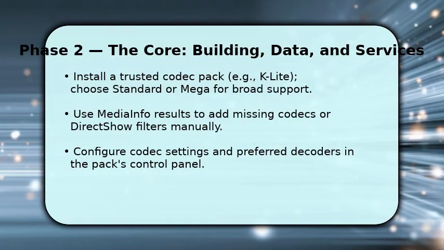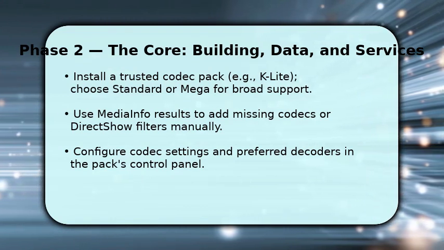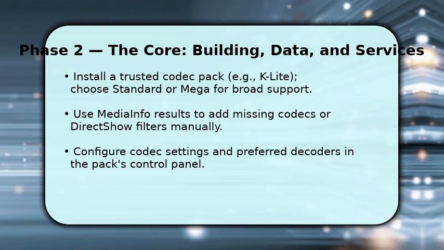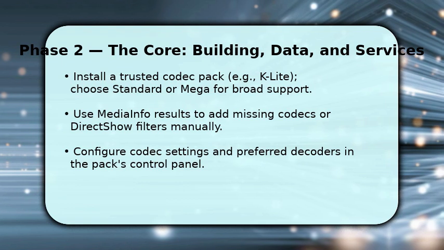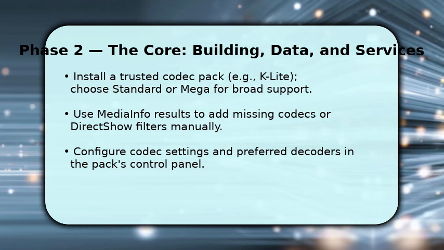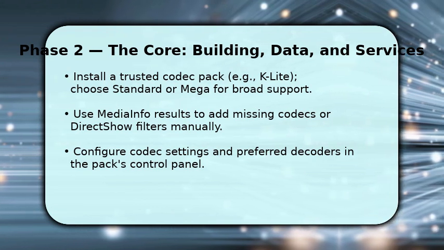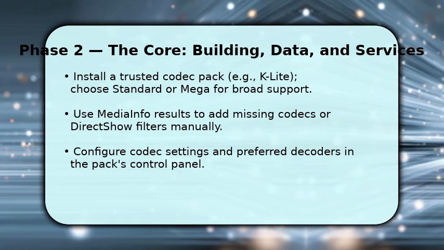Now you install the required codec support. Pick a reputable codec pack and select the edition that matches your needs. Standard for typical use, Mega for advanced formats. Once installed, use the codec pack control panel to prioritize DirectShow decoders and set preferred decoders for problematic formats. If Media Info showed a specific missing codec, add that module or filter manually.